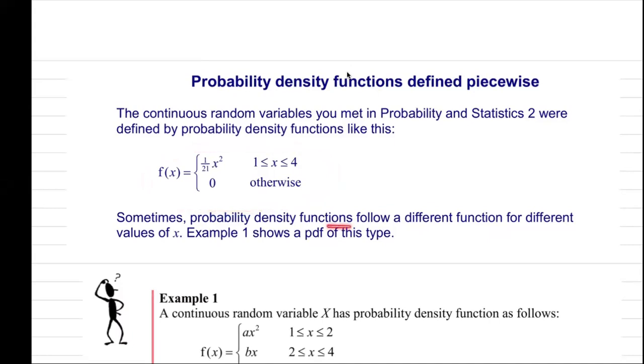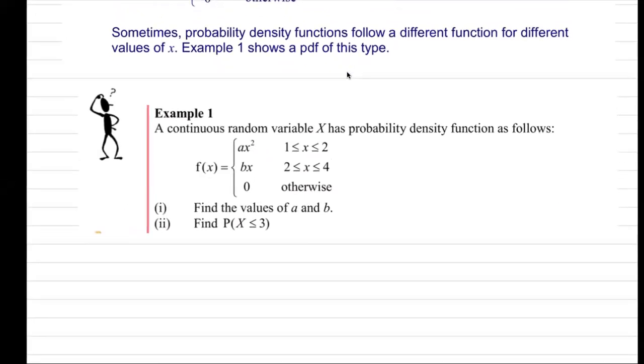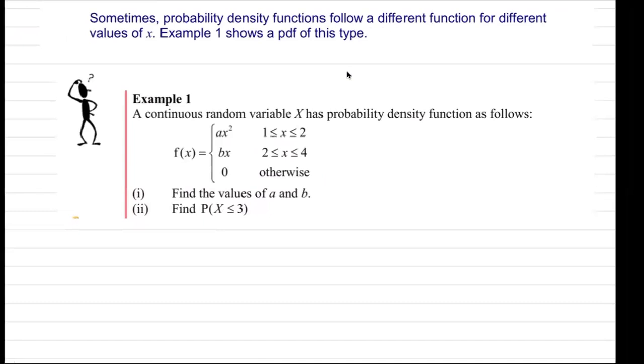Sometimes a probability density function follows a different function for different values of x, like a piecewise function. I think you are familiar with this, that this is an example of a piecewise function. If x ranges from 1 to 2, it follows this function. If x ranges from 2 to 4, it follows this function, or it follows 0 otherwise, if the values of x are not within these ranges. Now, we'll solve this sum for you. Here, you are asked to find the values of a and b.